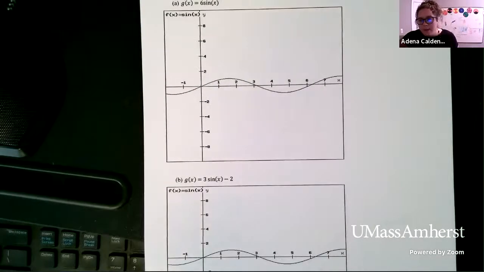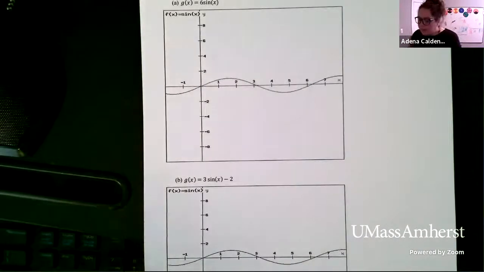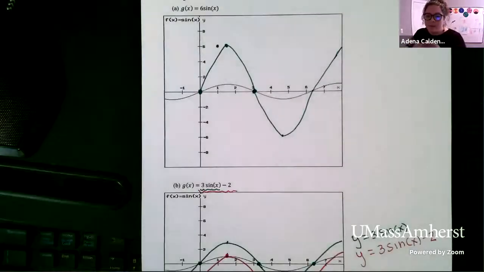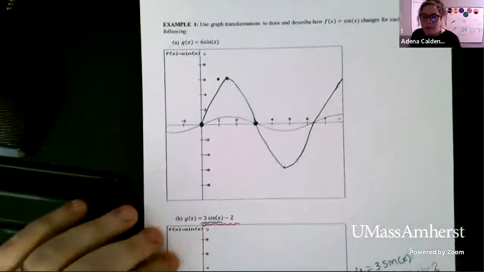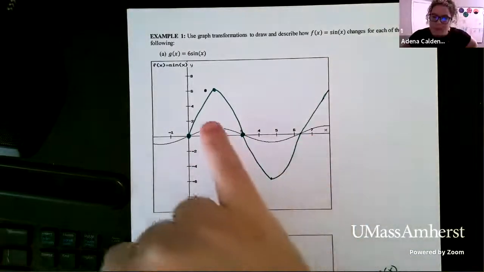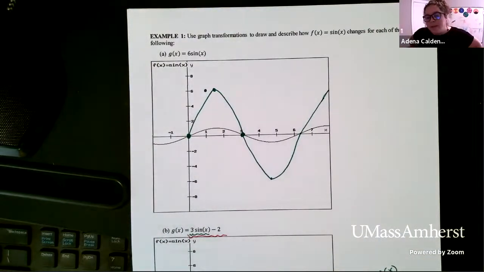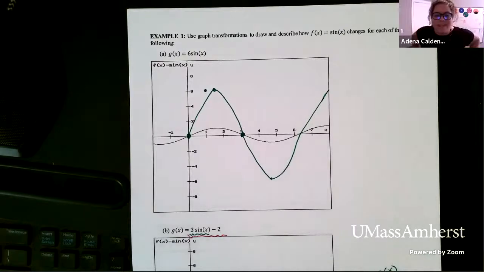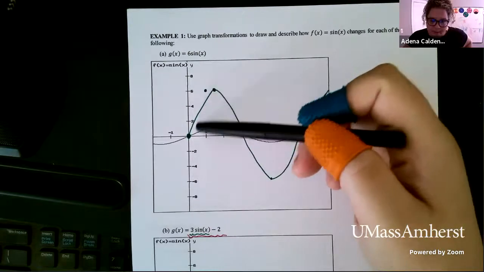All right, so let's take a look at what these graphs are going to look like and how we can transform them into their new function. Let's start by looking at 6 sine x. So the sine x is the one that was graphed originally. If we are going to do 6 times sine x, that means that we are going to do a vertical stretch by 6 units. So instead of going up to a peak of 1, we're going to go up to a peak of 6, right? So this max value of 1 goes up to a max value of 6.